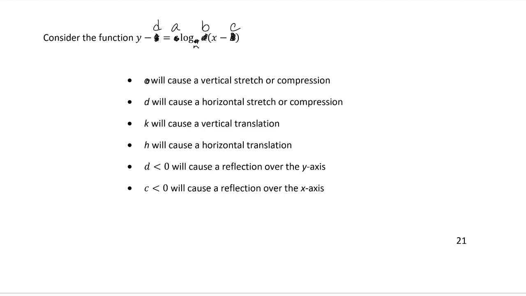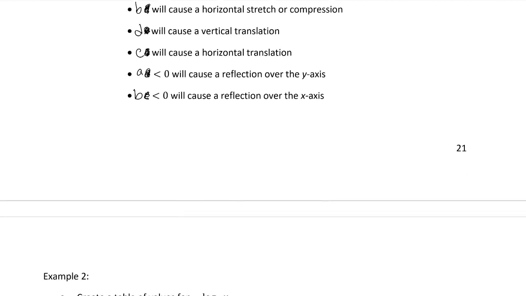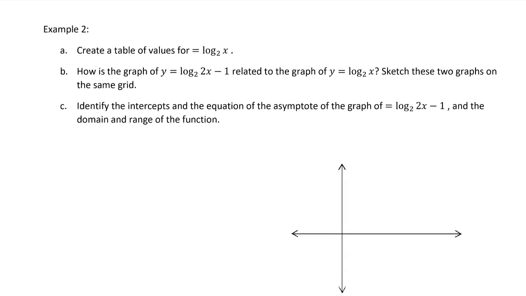Okay, so A will cause a vertical stretch or compression. B will cause a horizontal stretch or compression. D will cause a vertical translation, and C will cause a horizontal translation. And when A and B are negative, we'll get some reflections going on. Now that we've changed those letters, that accurately reflects what we talked about in our transformations unit.